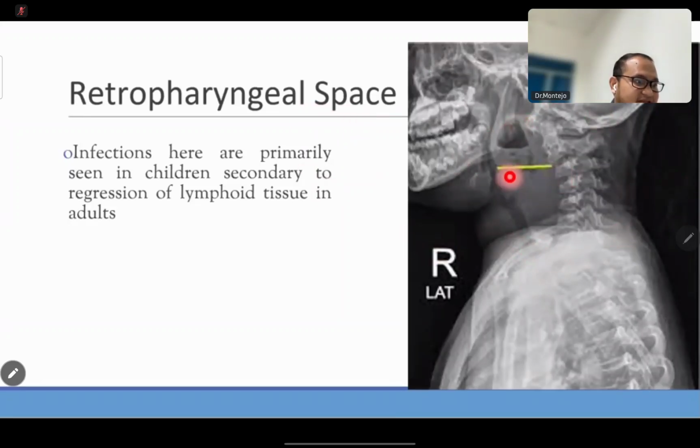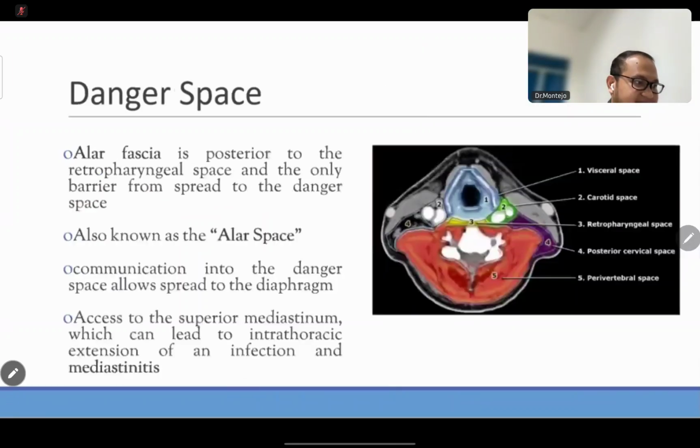So you can see your retropharyngeal space is widened. Infections here are primarily seen in children, secondary to lymphoid tissue, which regresses in adults. So you are less likely to get a retropharyngeal space abscess.